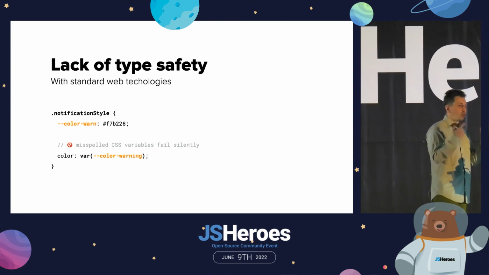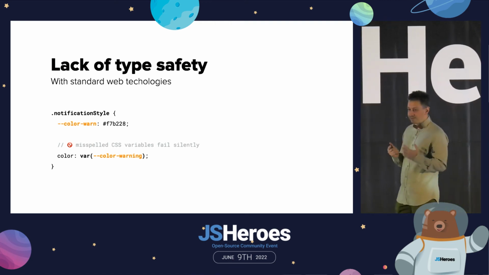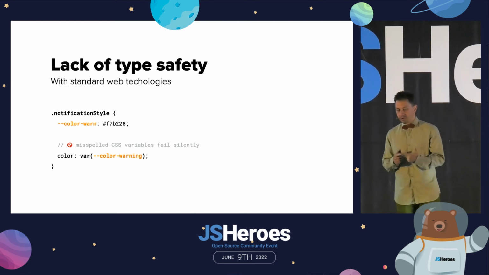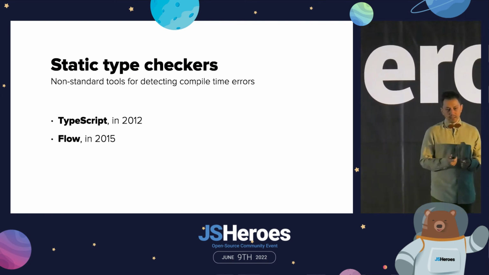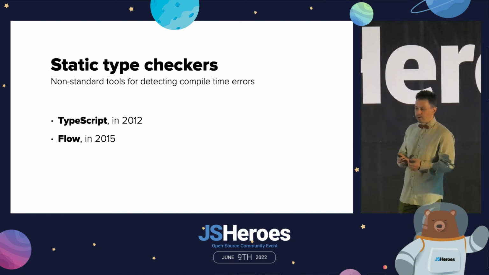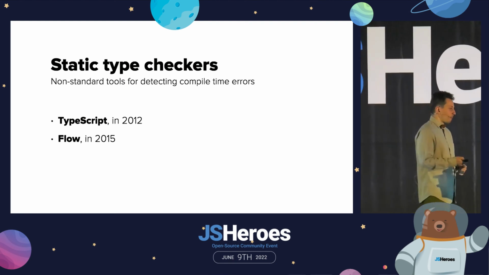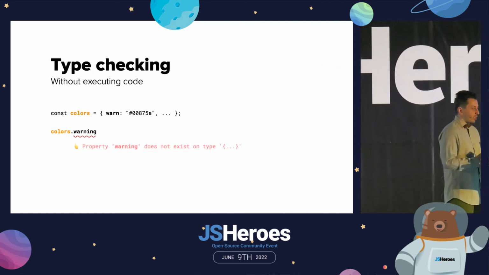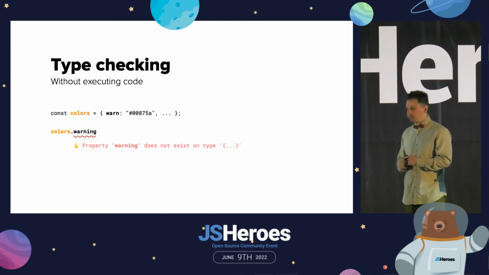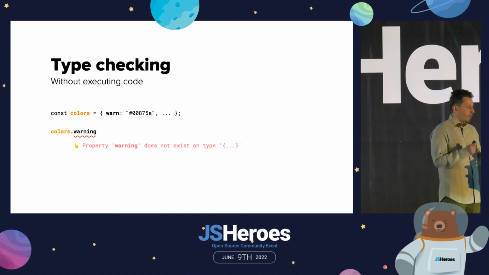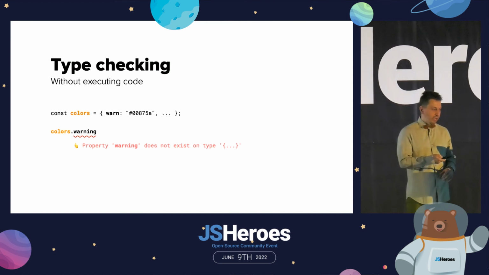Now, this is not a huge problem during development, but it becomes a nightmare during long-term maintenance and refactoring. This is where basic static type checkers enter the scene. That's why we have them, like TypeScript and Flow, which are non-standard tools for detecting compile-time errors. And the power of type checkers is that they are able to detect errors before even executing the code, right? Any misspelled identifier or any non-existing property will instantly be highlighted by the type system.